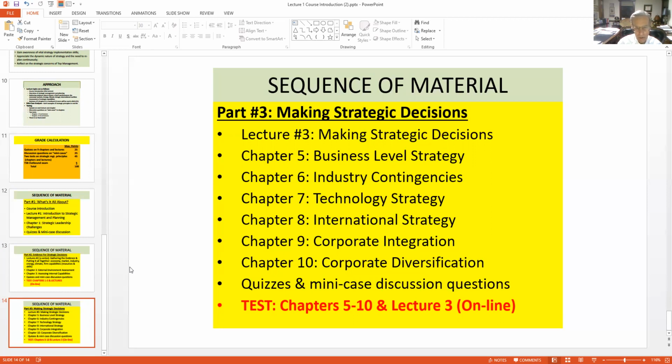Okay, so chapter 5, business level strategy. Chapter 6, industry contingencies, different approaches to strategy. Chapter 7 on technology, strategy for technology-based businesses. Chapter 8, international strategy. Chapter 9, putting it all together, corporate integration, and corporate diversification, expanding the scope of businesses, the scope of markets, the scope of industries, perhaps, that the corporation is in.